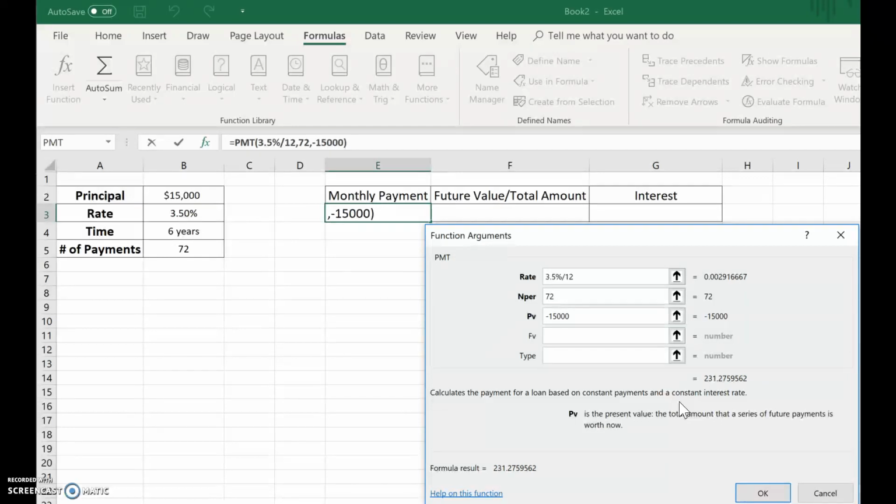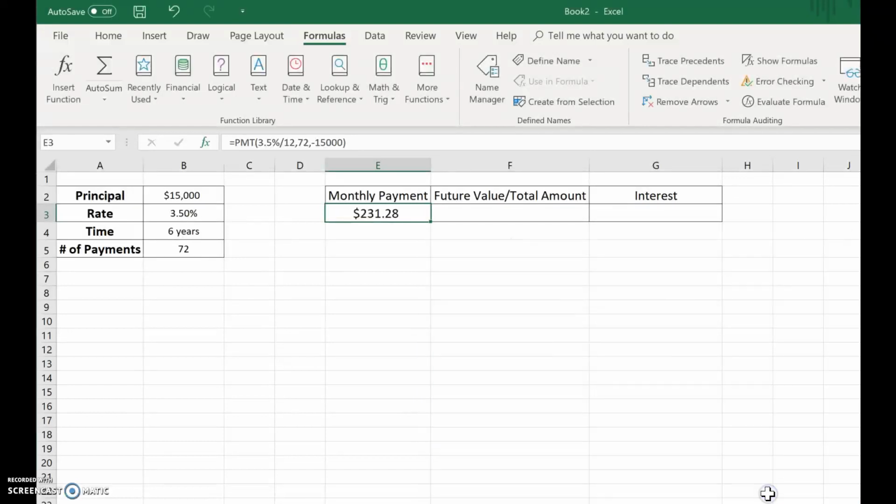Something that's also important to note here is if you put a comma in when using formulas in Excel like I'm using right now, it is going to make your answer inaccurate. So do not put commas in when you're using a formula. So I'm just going to leave it as negative 15,000 without any commas. Click OK. You'll see your monthly payment generate. So that means I'll be paying $231.28 every month for 6 years.